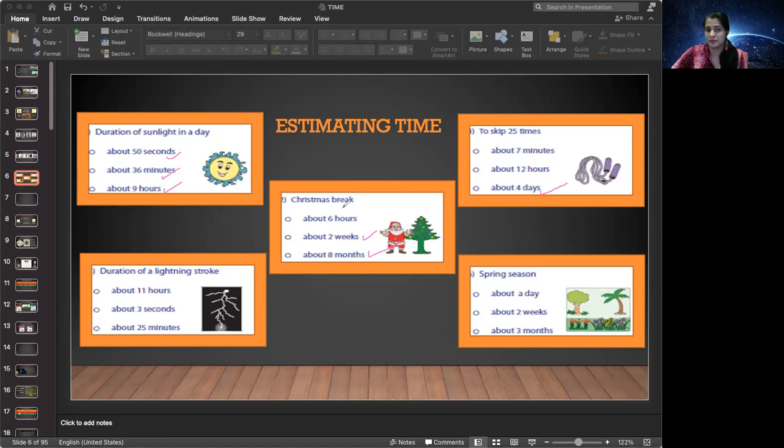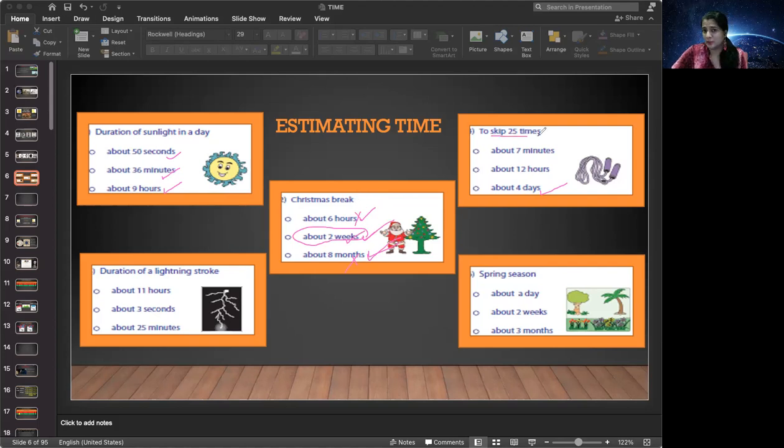Let's look at question number 2. Here we have a Christmas break. Now, would a Christmas break be about 6 hours, or would it be 2 weeks, or would we celebrate it for 8 months? So yes, the answer is definitely not 6 hours, and not 8 months, that's too long. But yes, 2 weeks is a general time taken to celebrate Christmas.